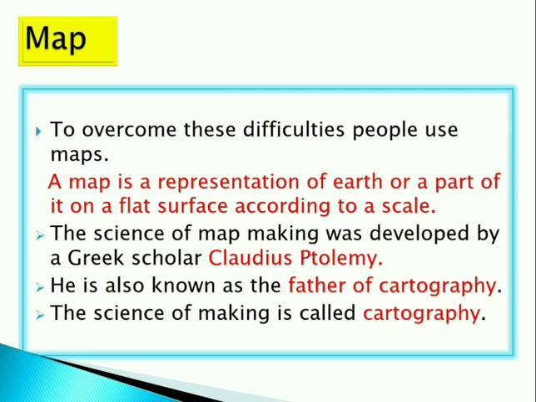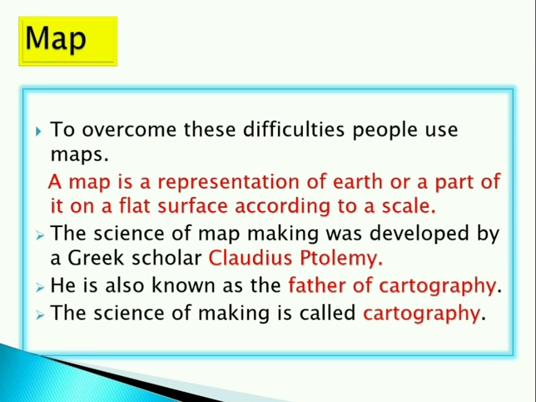So what is map? Map is a representation of the earth or a part of it on a flat surface according to a scale. So what is map? Map is a representation of either the whole of earth, or a small part of it on a flat surface like a paper, but it is drawn according to scale.